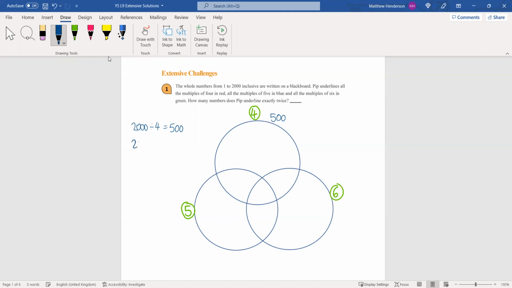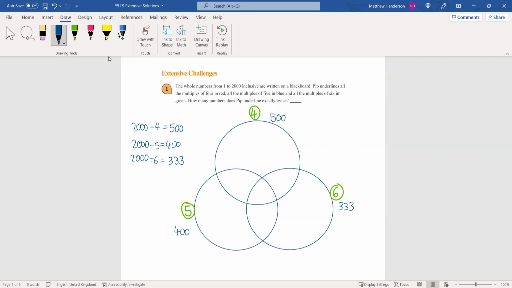I can do the same to work out how many multiples of 5 we have, which gives us 400. Again, putting it outside the circle. And I can do the same to work out how many multiples of 6 we have. 333. So now we can look at multiples that are appearing in 2 circles.